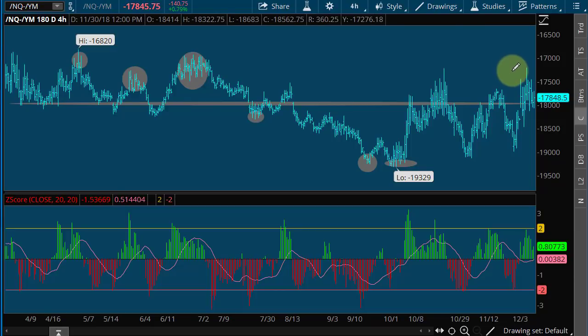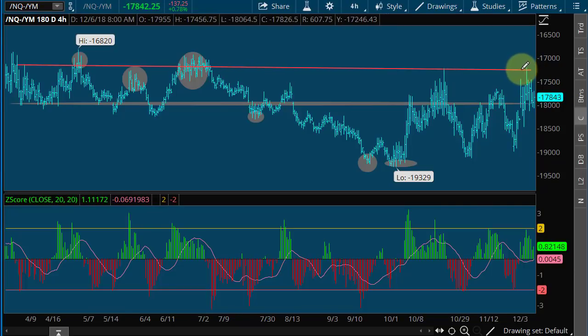So how you can look at this, or how I'm looking at it, is just draw a line up here. When the Nasdaq YM relationship gets up here, you could do a few things. You could sell 1 Nasdaq and buy 1 Dow. This will get you short. I would only do this when we're 2 standard deviations above the mean.